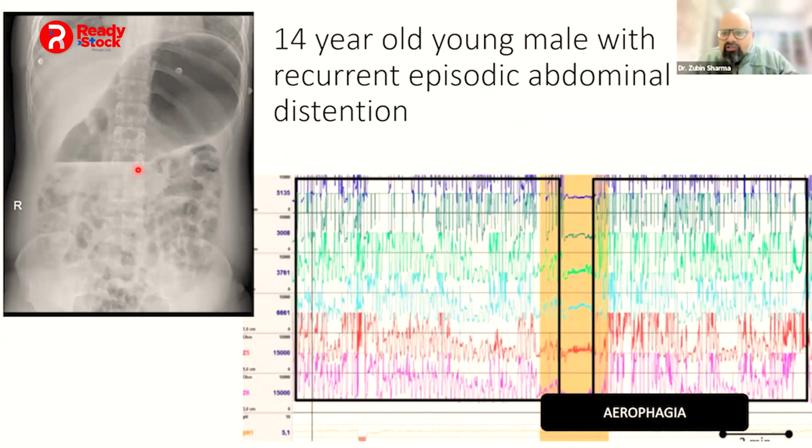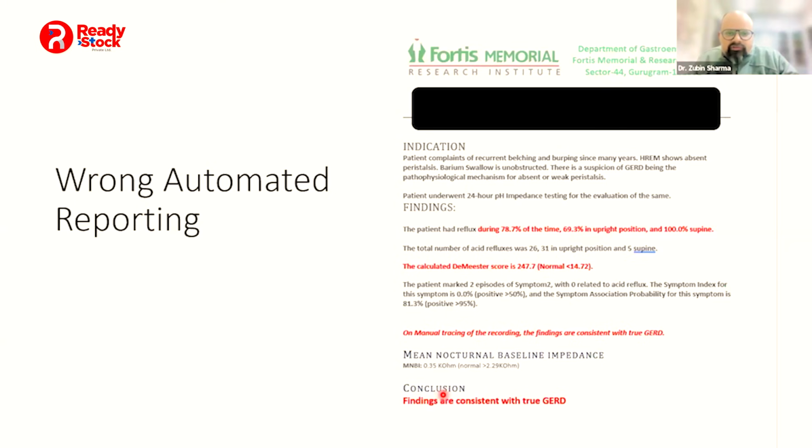X-ray was this, what you can see. We did an impedance study. You can see all the high impedances here. You can see all the things going off the roof. This was air, not reflux. It was pathological aerophagia in a young male. So he was practically saved from a major surgical intervention.